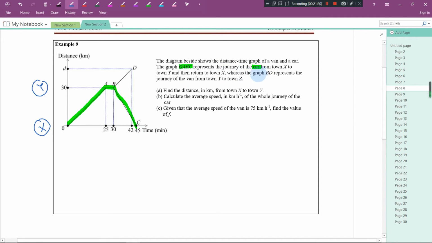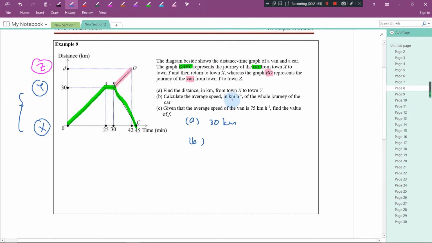Whereas the graph BD represents the journey of the van from town Y to town Z. So now that means here is Z. Okay, let's try the first part. Find the distance in kilometers from town X to town Y. X to Y: 30 kilometers.